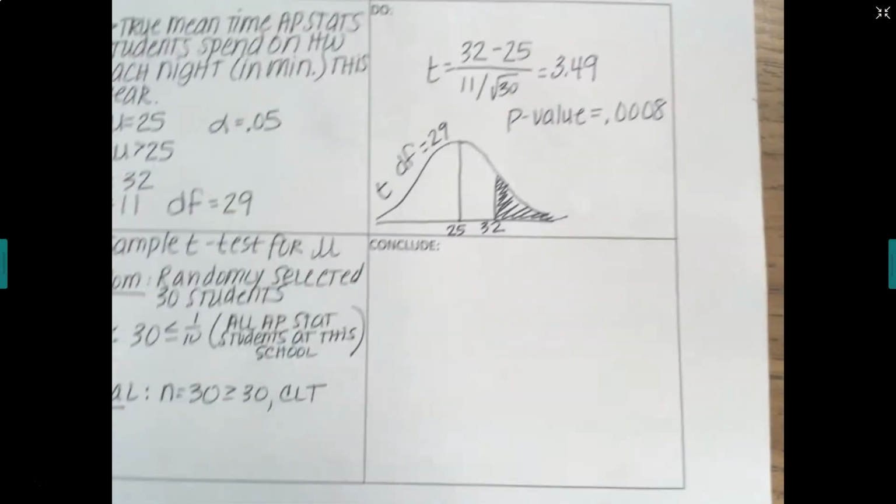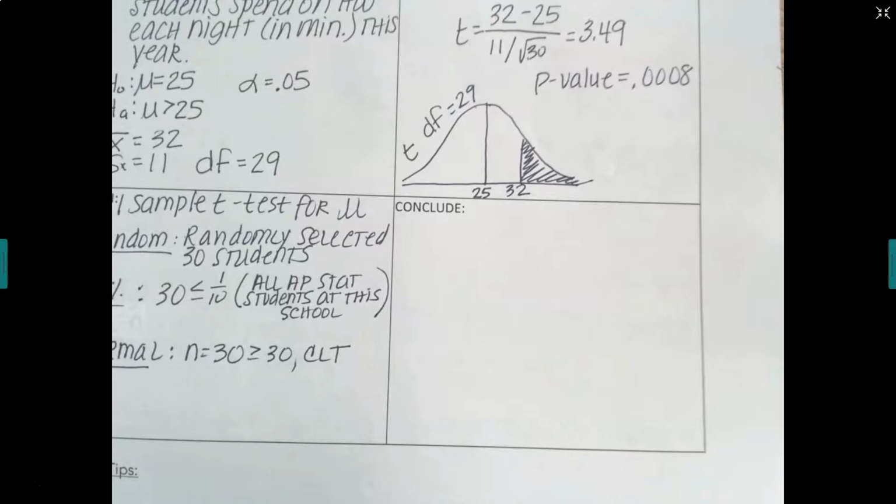All right, I want you to try the conclusion on your own and come back to see how you do. Remember to include your 3 components of interpreting the p-value, make a decision on your null and alternative, and then make a conclusion about your alternative.